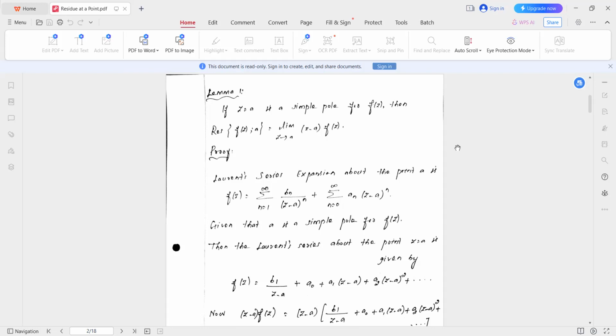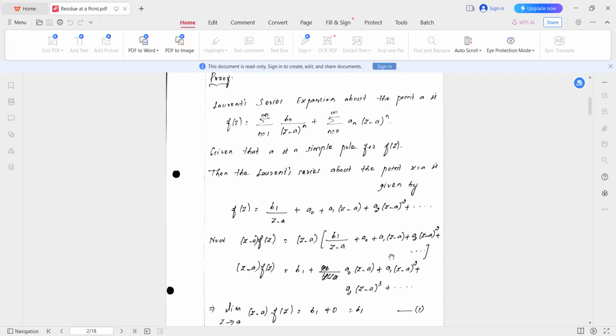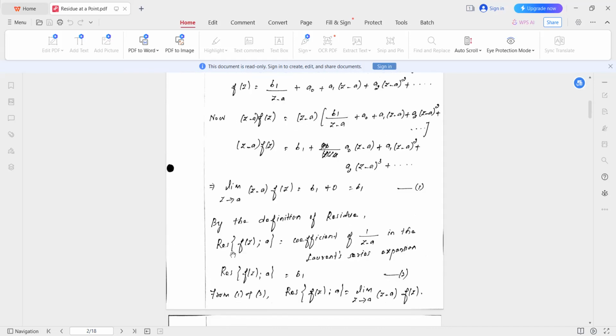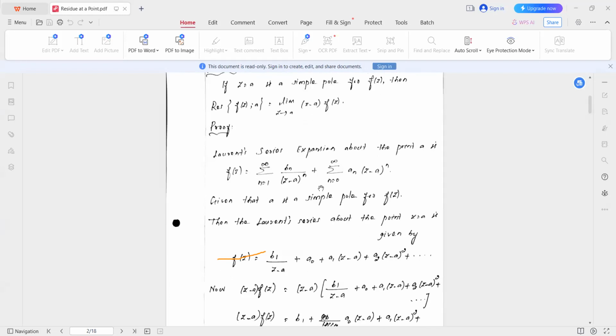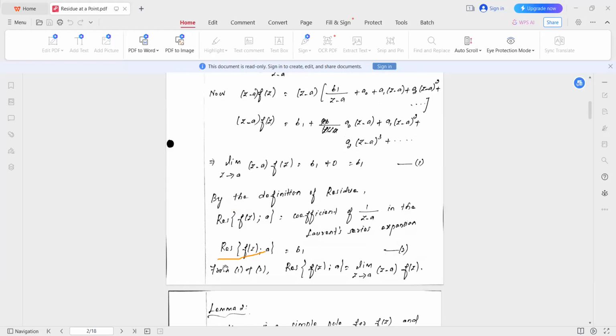So by the definition of residue of f of z, residue of f of z at the point a is equal to the coefficient of 1 by z minus a in the Laurent series expansion. In the Laurent series expansion, what is the coefficient of 1 by z minus a? Of course, it is b1. When n equal to 1, the term will become b1 by z minus a. So therefore, the coefficient of 1 by z minus a is b1. Okay, so therefore residue of f of z at the point a is equal to b1. So mark it as equation 2.